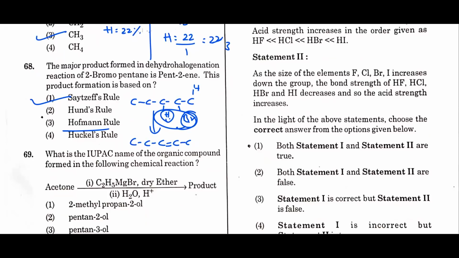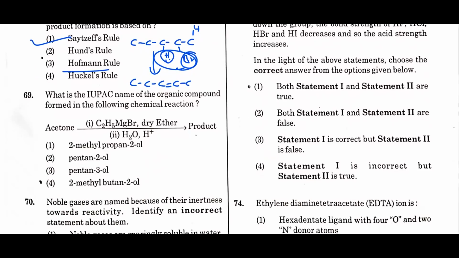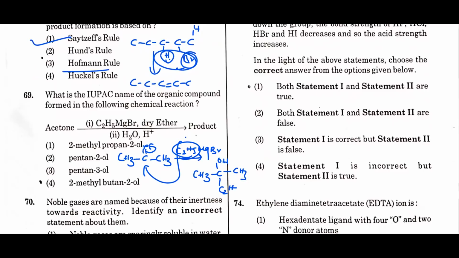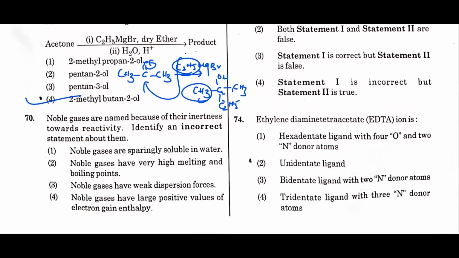Coming to question number 69. What is the IUPAC name of the organic compound formed in the following chemical reaction? Just take acetone and add a Grignard reagent, C2H5MgBr. Then the R part goes and attacks the carbon, and 2 electrons shift here, and later on hydrolysis, finally you will get CH3, OH, CH3 here, and C2H5. So if you start numbering from here, total 4, 2-methylbutan-2-ol is your answer. Option 4 is the correct answer.